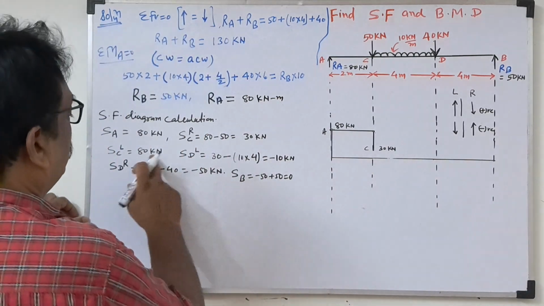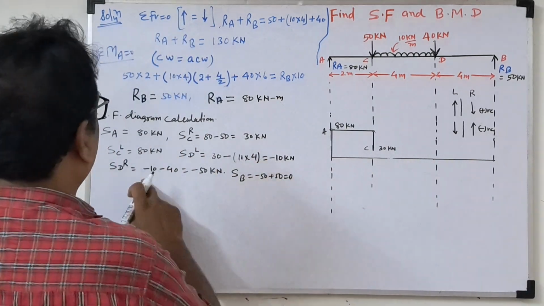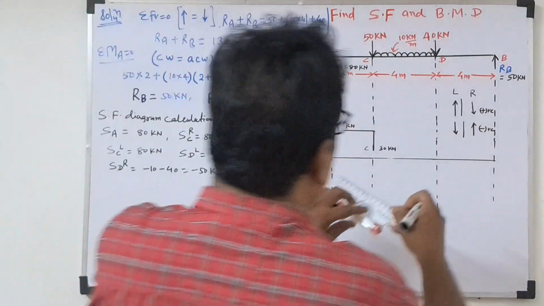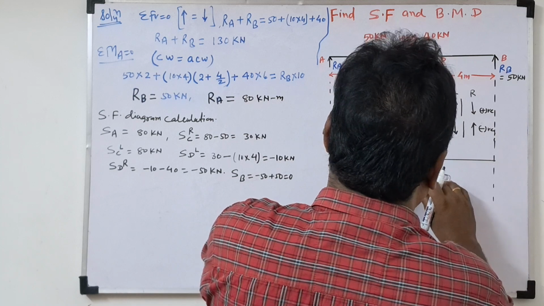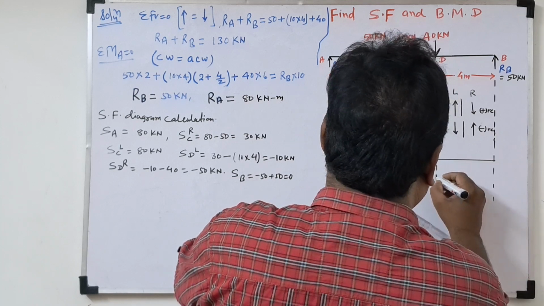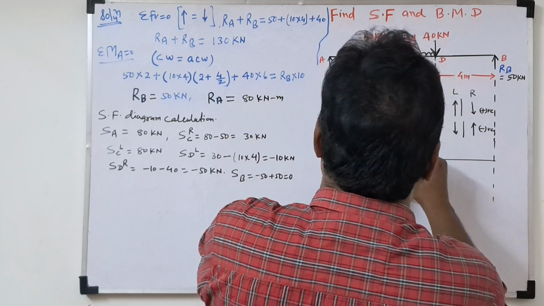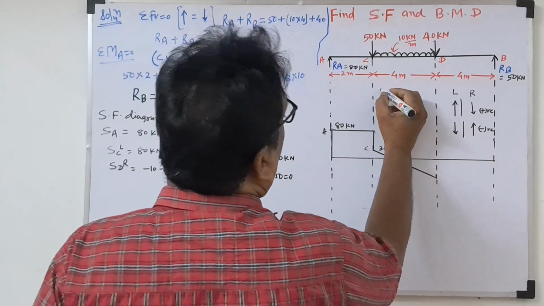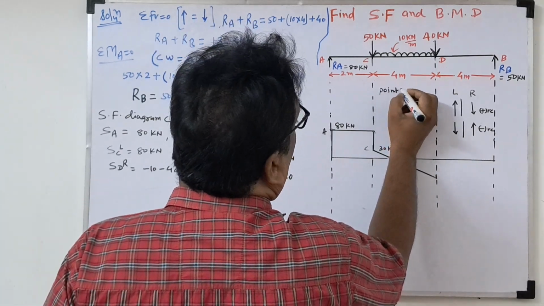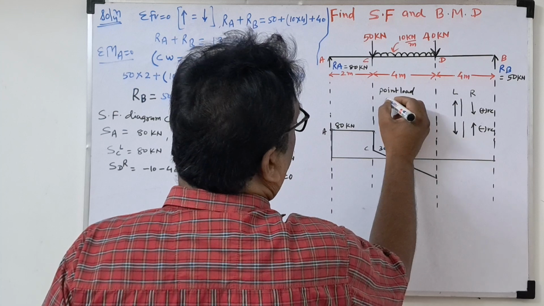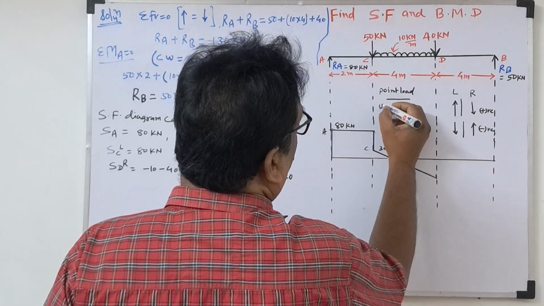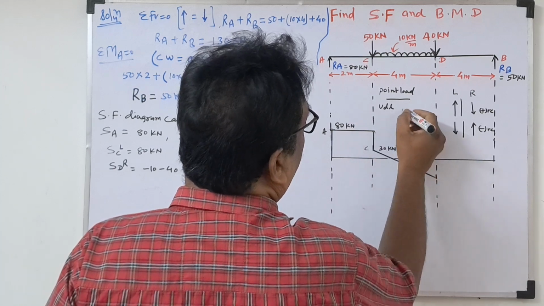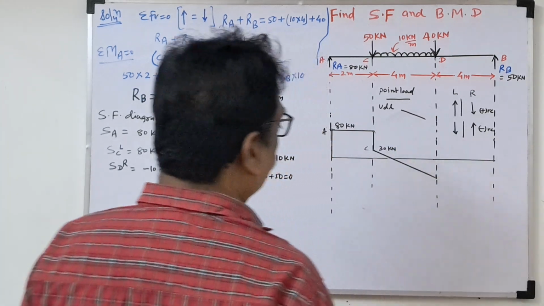Now see points C and D. D will be minus 10 and minus 50. So you see here, minus 10 first will come as an inclined line. Why an inclined line? Because for a point load, the shear force diagram will be a straight line. For a UDL, the shear force diagram will be an inclined line.